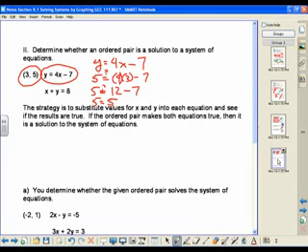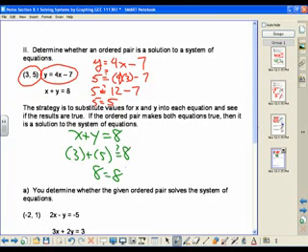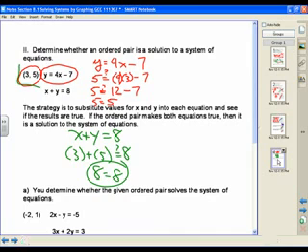So 3, 5 is a solution for the top equation. What about for the bottom equation? We have x plus y equals 8. Is 3 plus 5 equal to 8? And yes, 8 does equal 8. So that point is a solution for this equation too.